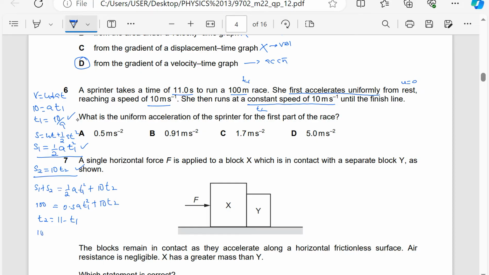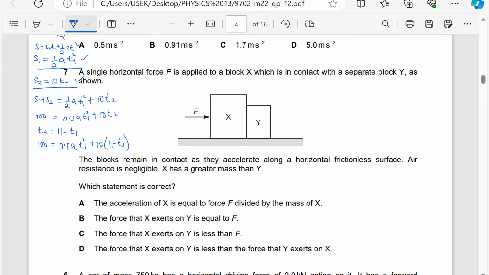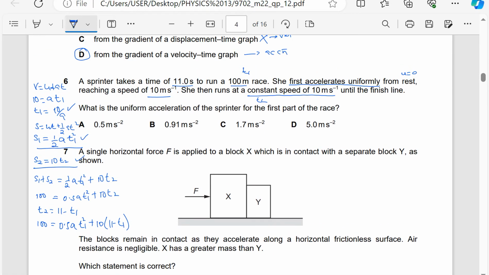So I will still say 100 is equal to 0.5 times the acceleration times t1 squared plus, where there is t2, I'll put 10 into 11 minus t1. Okay. So when I simplify this, remember I have to replace where there is t1, I'm going to put 10 over a. So where should I do the remaining? Okay, let me do the remaining working this side.